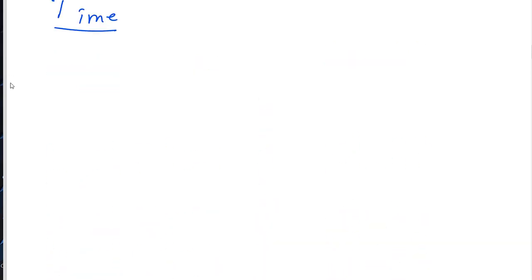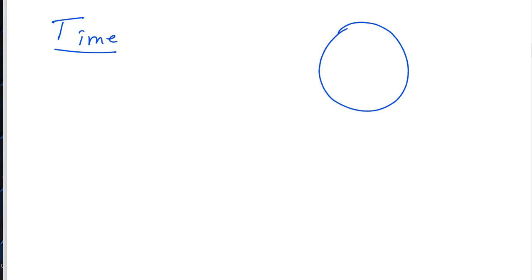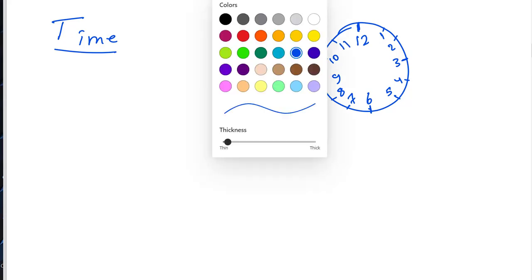Okay, let's take these together. I will start with the time. The time here we are using the clock, so I need to draw it quickly. We have 12 in the top here, and we have 6 down here, to the right 3, and to the left 9. And I will continue the numbers, complete them. 1, 2, 3, 4, 5. Okay, this is not accurate, but I want to just remind you about the shape.